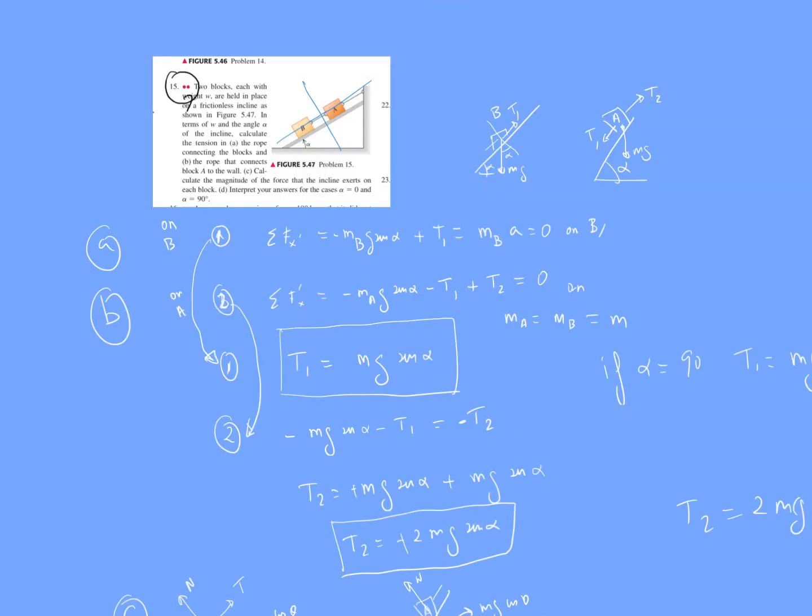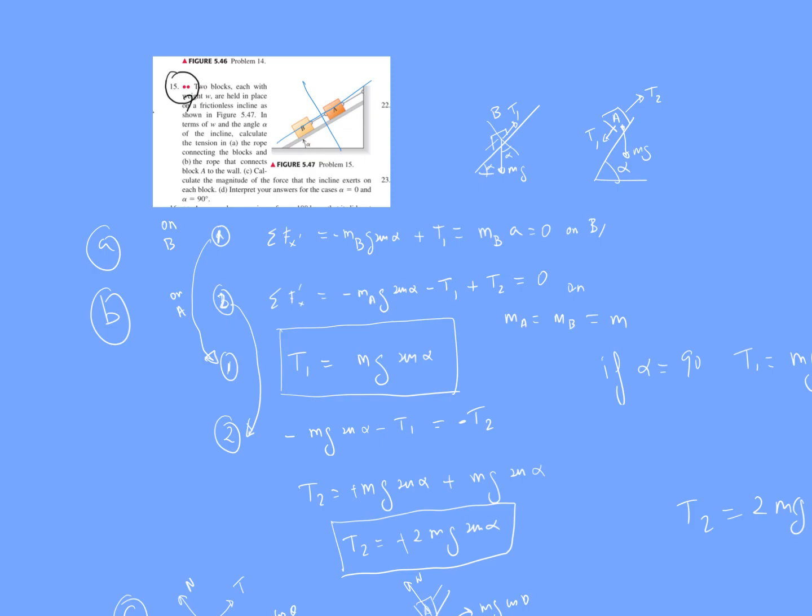Okay, please read this problem. Problem number 15. There are 2 blocks in equilibrium here. There is no acceleration of the body A and of the body B. The masses of the 2 bodies are the same, says the problem. And it says calculate the tension in the rope connecting the 2 masses, and the force that the wall is doing on the body A.